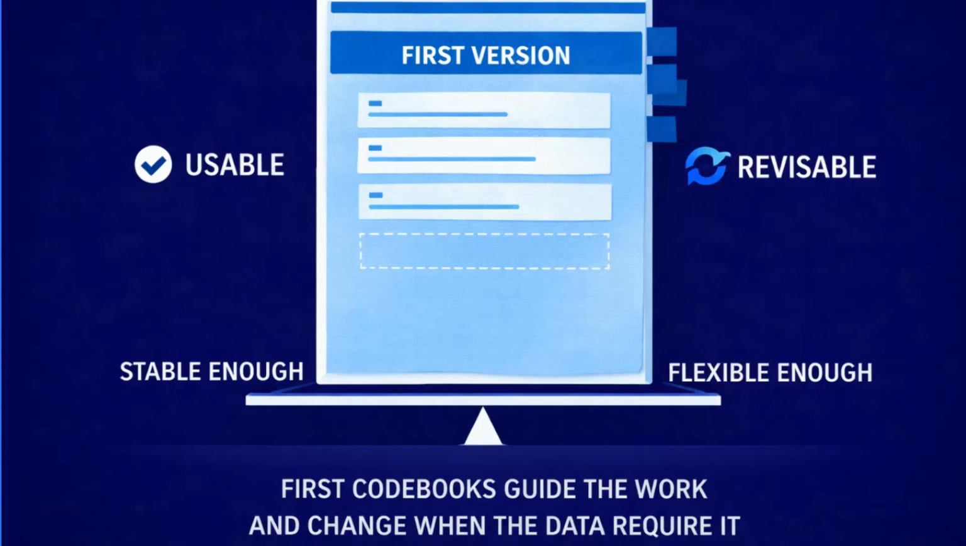That matters because early codebooks are provisional. The first version is not expected to be final, and it is not expected to be perfect. A first version should be usable, not complete in some absolute sense. Revision is part of analytic discipline. In practice, the first codebook needs to be stable enough to guide first-pass coding and flexible enough to change when the data make its limits visible.